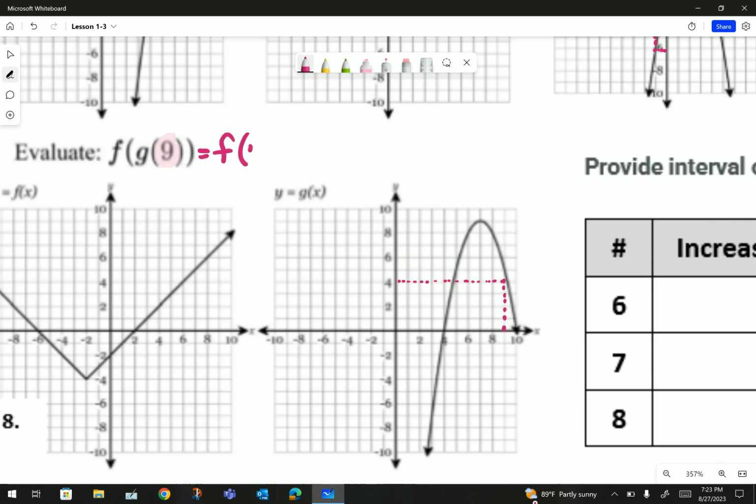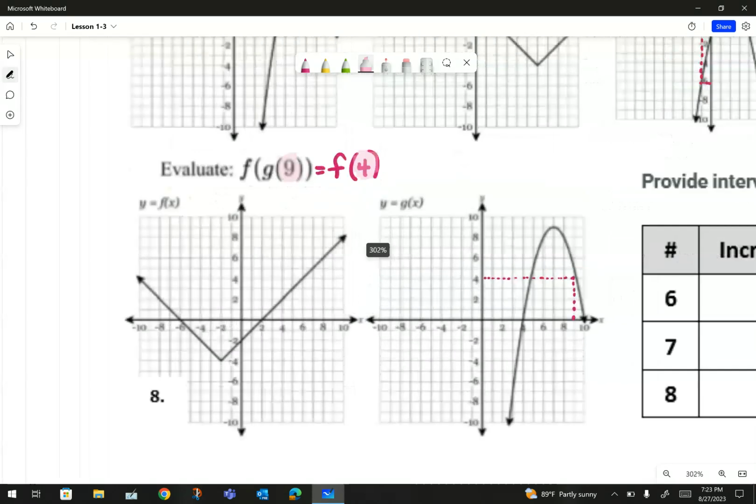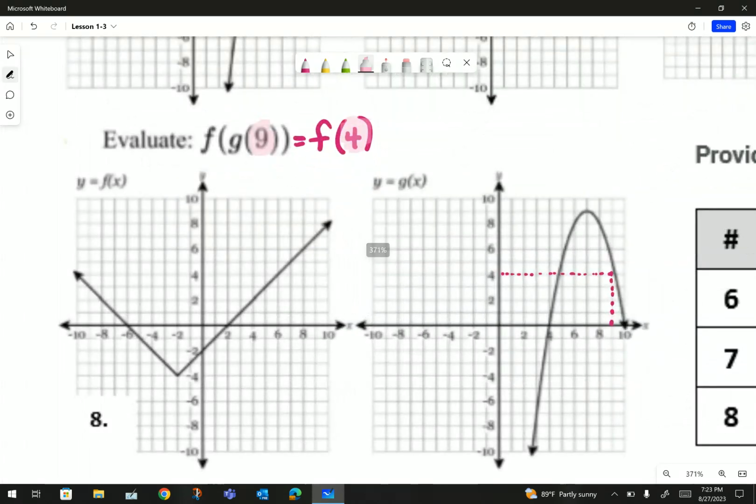So bring over the f, because I haven't done anything with it. Now go to the 4. It becomes an x again. It's no longer a y. So I go to the 4. And if I'm standing at the 4, what did I need to do? Well, in this case, I had to go up 2 units to get to the graph. So f of 4 is +2. Okay?